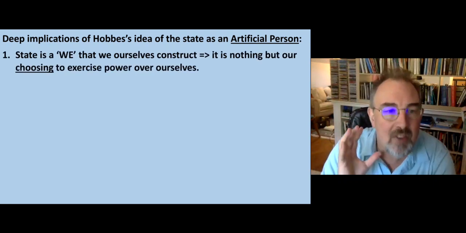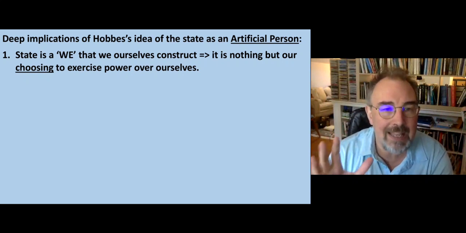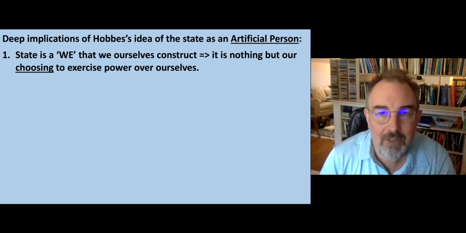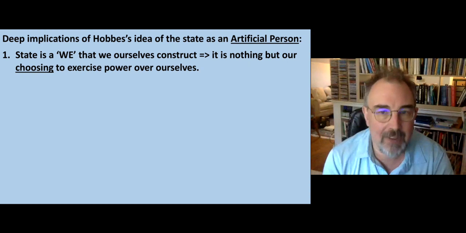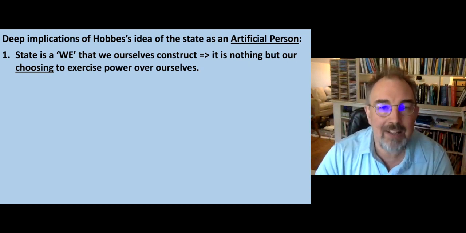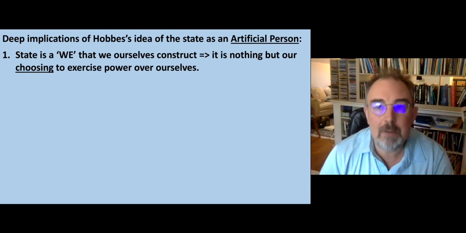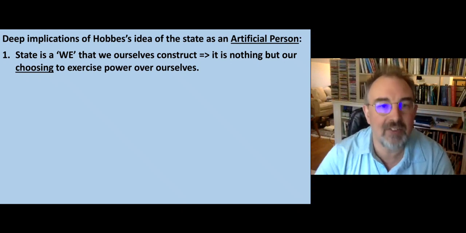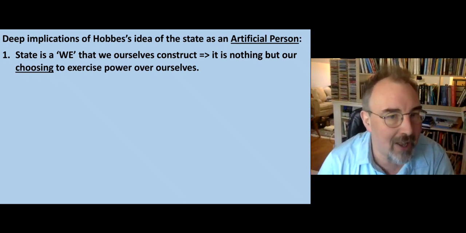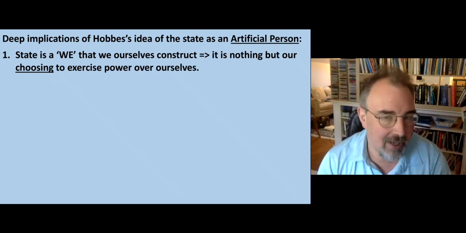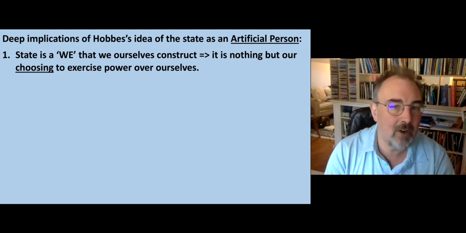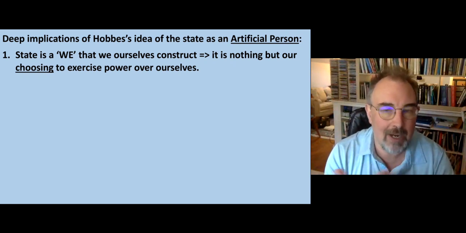First, the state for Hobbes is a we that we ourselves construct. You have to think of the state for Hobbes as nothing but human beings choosing to exercise power over themselves in this particular kind of way, in the particular configuration of state power that he recommends.